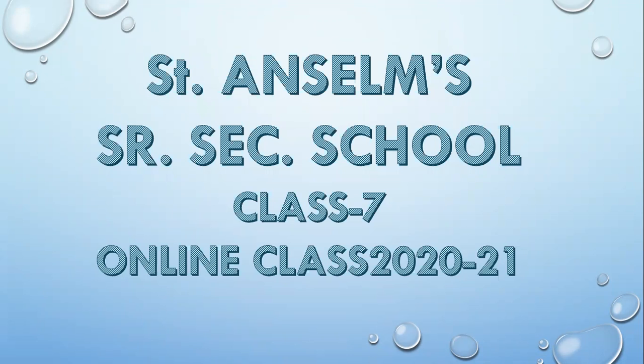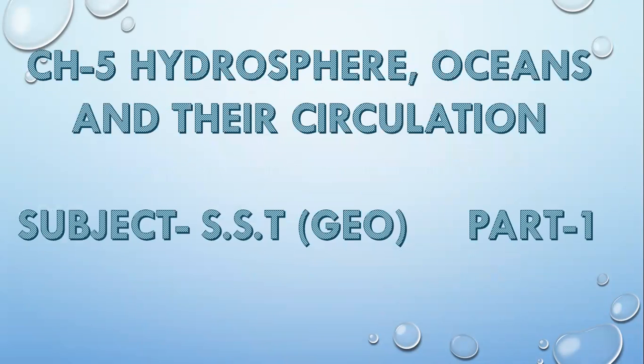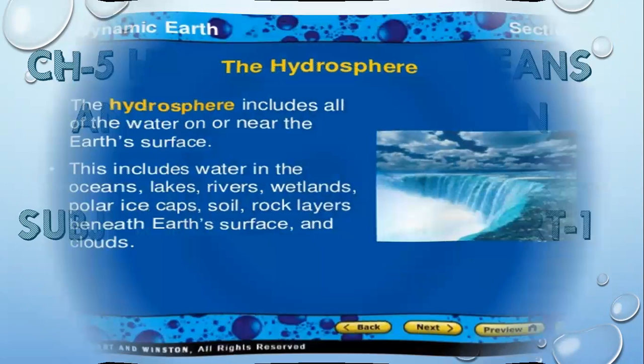Now, from today onwards, we'll start our new chapter of geography, that is chapter 5, hydrosphere, oceans, and their circulations. Now, students, in this chapter, you will study about the hydrosphere, that is your water bodies, and also about the oceans and their salinity. Now let us proceed to our topic.